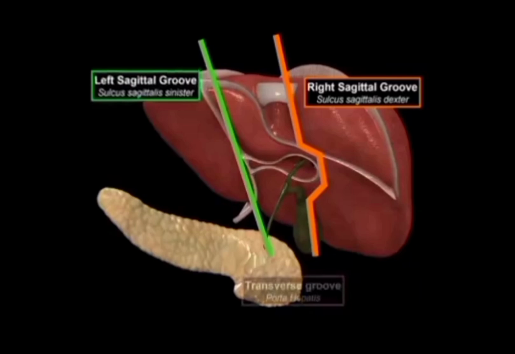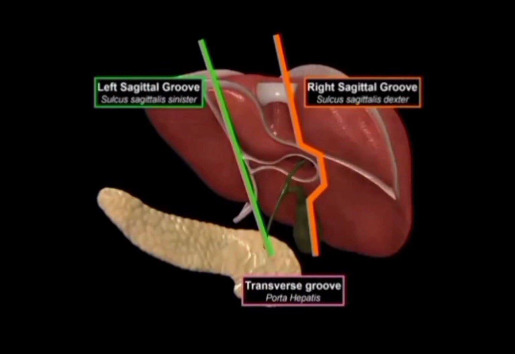And then finally, we can see one more groove called the transverse groove, which is also known as the porta hepatis. Now the porta hepatis is a short depression through which all the neurovascular structures and the hepatic ducts enter or leave the liver. And we will talk more about the porta hepatis in a minute, but let's finish looking at the landmarks on the liver first. So the transverse groove goes like this and separates the caudate lobe from the quadrate lobe.